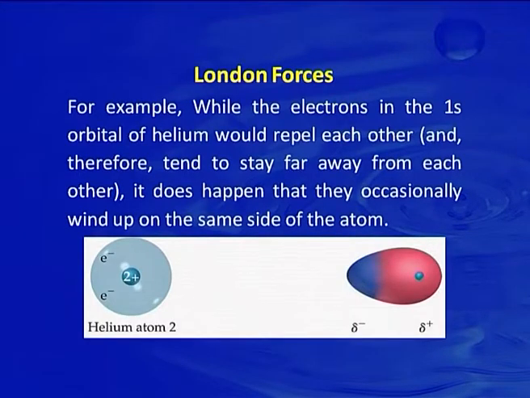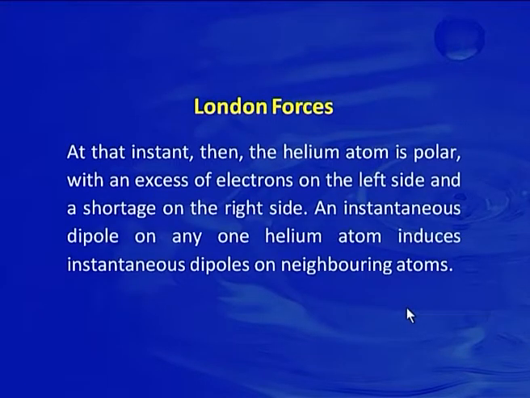From this picture, it is clear that in a helium atom the 2 electrons come to one side, creating a partial negative charge, and the other side is left with a partial positive charge. At that instant, the helium atom is polar, with an excess of electrons on the left side and a shortage on the right side.